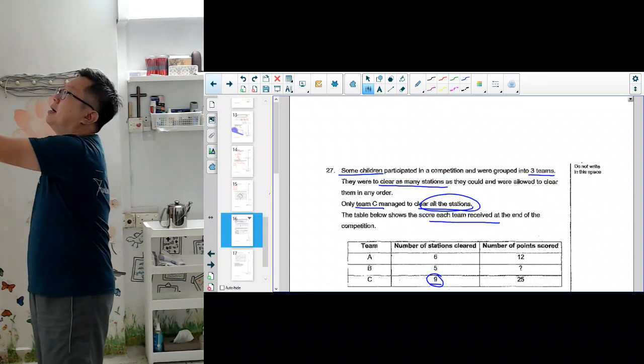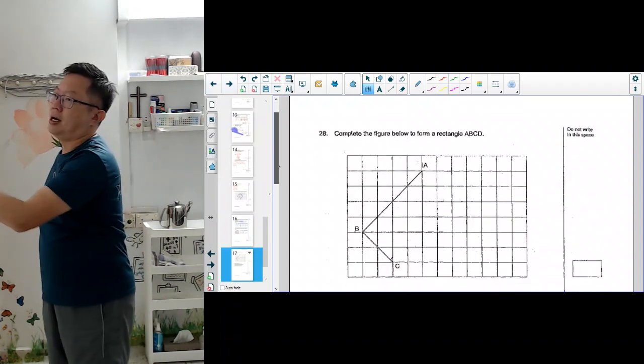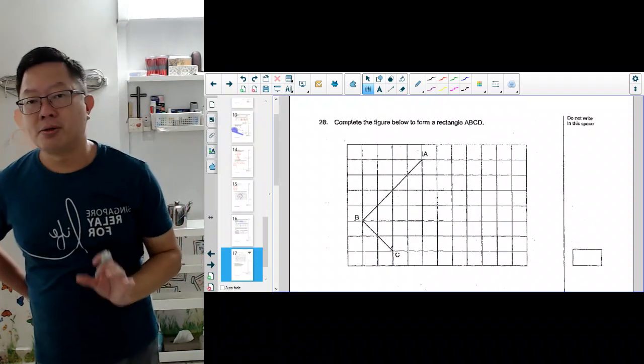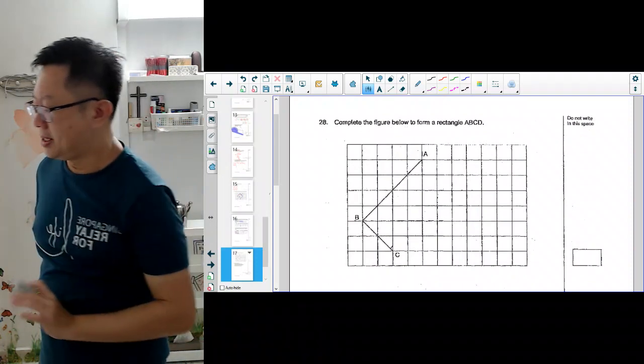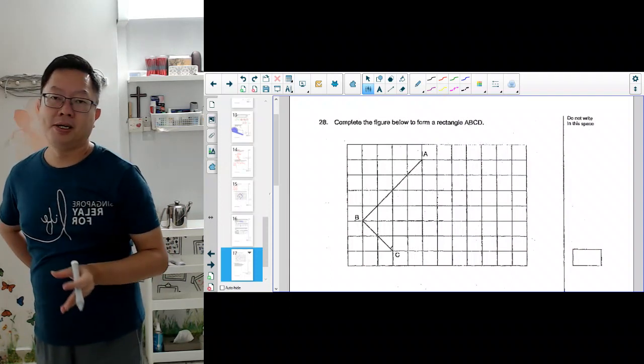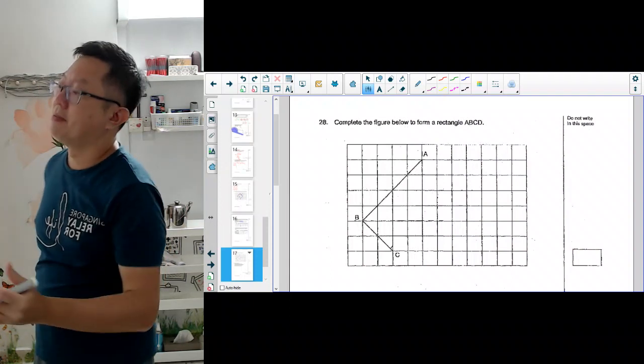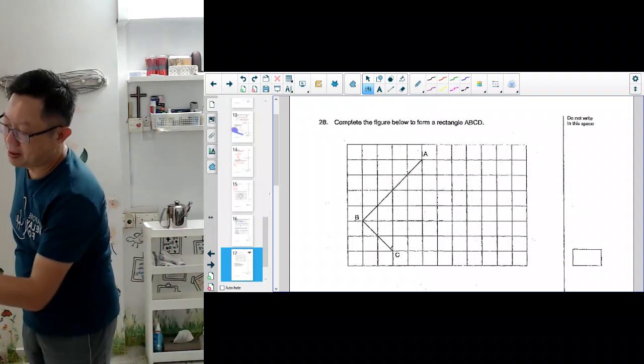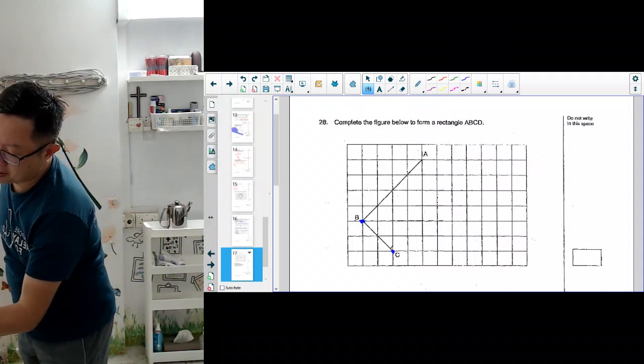Okay, 27 done, 28. So we have to draw out the rectangle. Again, there are square boxes here. There is a reason for the square boxes, so we are going to use the square boxes to draw the rectangle. How do we draw? Very simple. Same thing, you draw the dots.